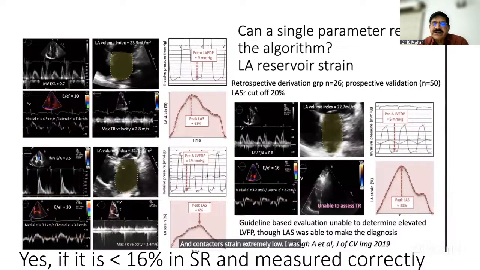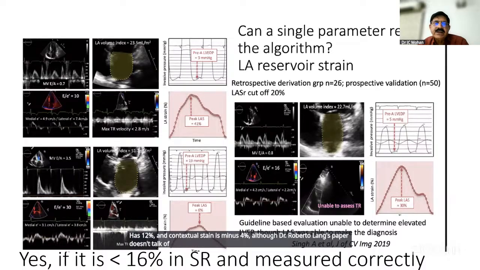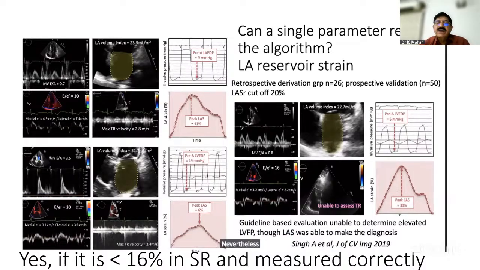I was referring to this study in the Journal of Cardiovascular Imaging, actually by Roberto Lang. He asks, can a single parameter replace the algorithm of diastolic dysfunction? And would that be LA reservoir strain? And the answer is yes. If it is less than 16% in sinus rhythm and measured correctly, it probably can replace. Our patient has less than 12%, and contractile strain is -4%. Although Dr. Roberto Lang's paper doesn't talk of contractile strain, nevertheless, our patient has a very, very bad left atrium.